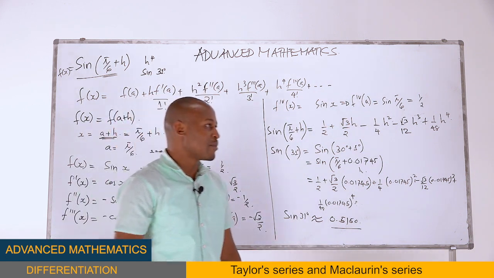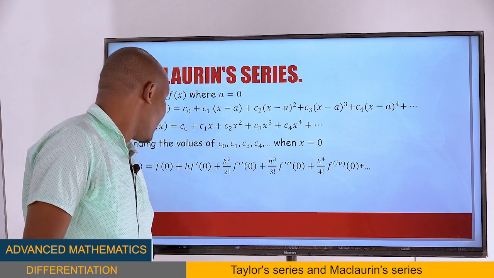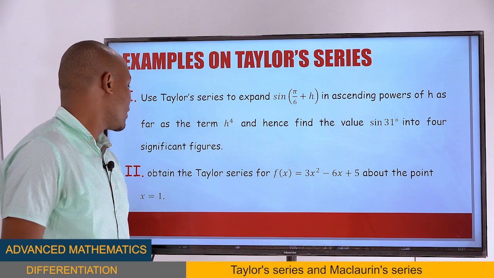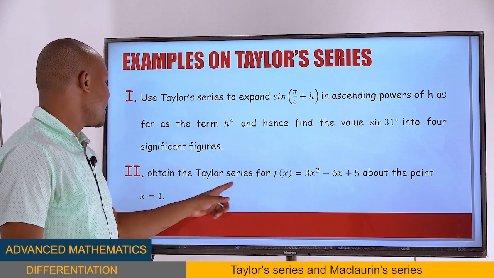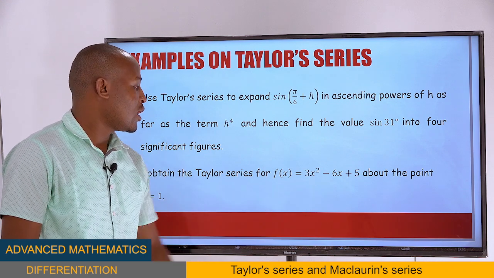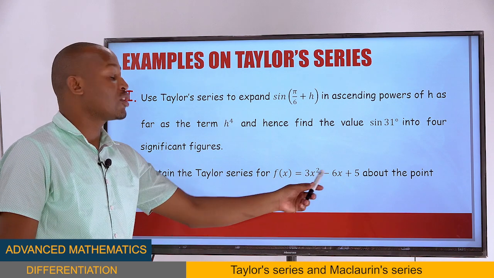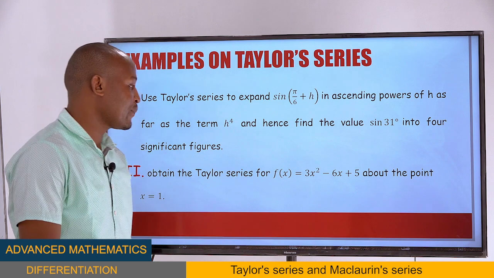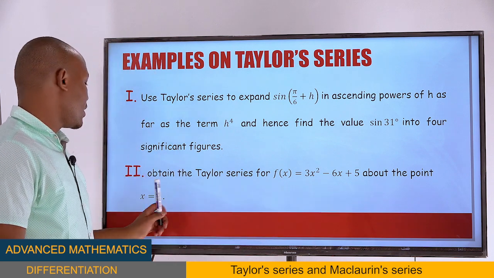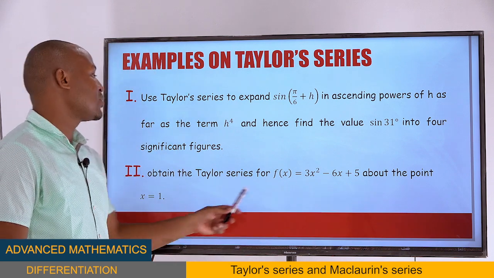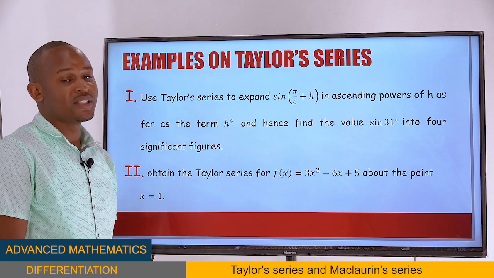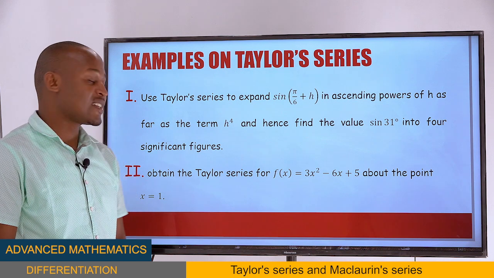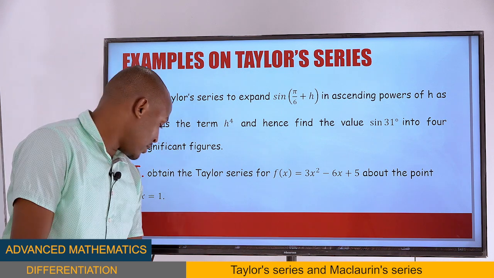Now let's see the next example. We have been told to obtain the series of f of x equals 3x squared minus 6x plus 5 about the point x equals 1. You can do this as one of your training exercises, as one of your practices.